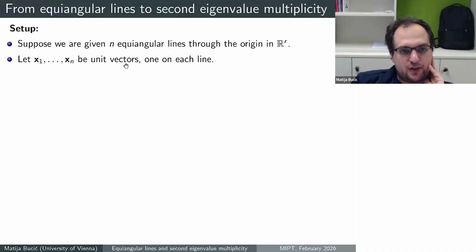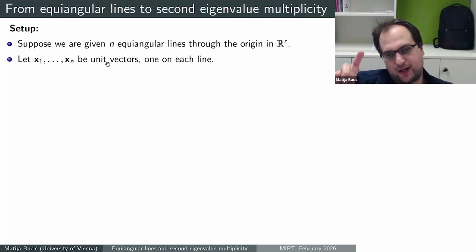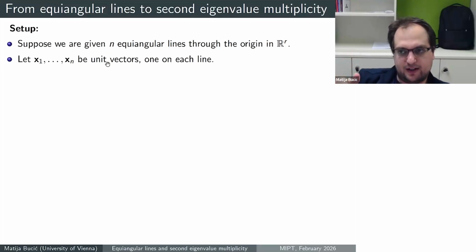So let's put unit vectors on each of these lines so that we get rid of the geometry and start talking about algebra. Here I want to put them to be of unit length, and note that you actually have two choices on each line. For now, I'm just going to pick an arbitrary choice, but it's going to be important in a moment.